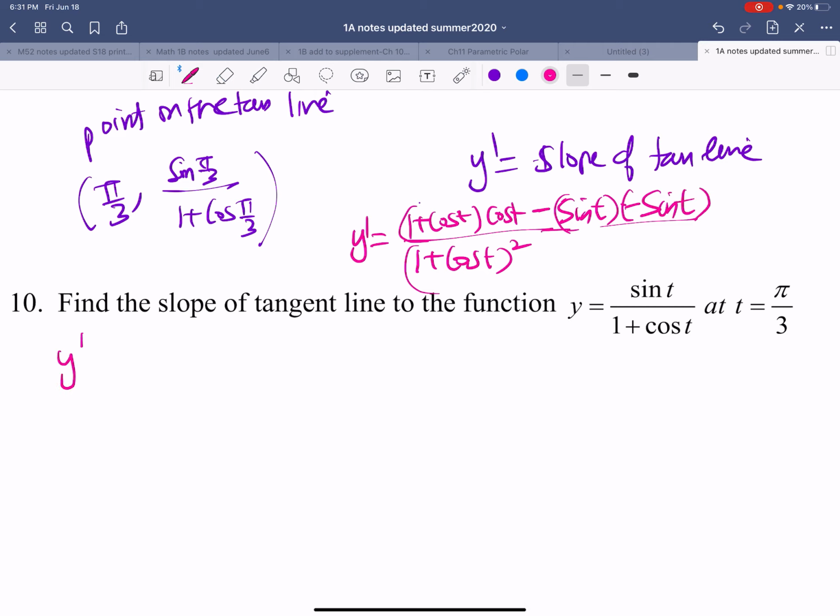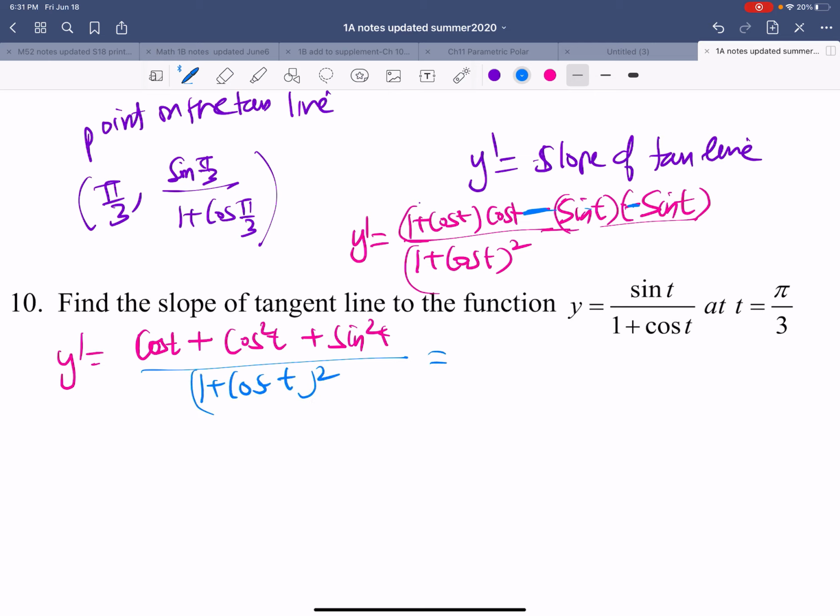And this turns out to be y prime is cosine t plus cosine square t plus sine square t. The negative and negative will become a positive, divided by 1 plus cos t squared. On the numerator, I'm left with cos t plus 1 squared. When you're adding two terms, the order does not really matter. You can switch the order. So changing the order doesn't really make any difference. I would be able to cancel one of the factors. So y prime turns out to be 1 over 1 plus cosine t, which is 1 over 1 plus cosine of pi over 3.